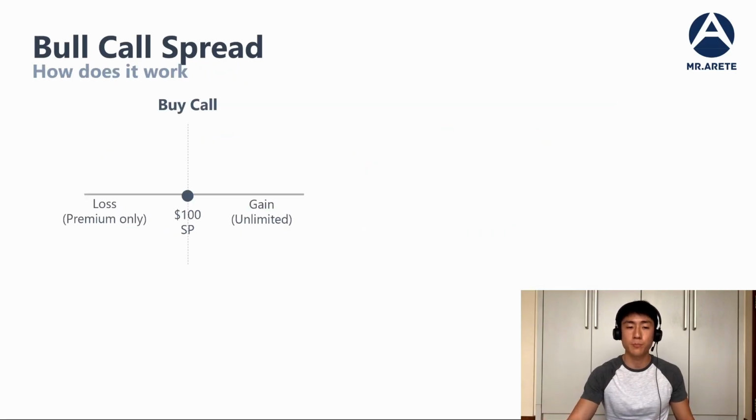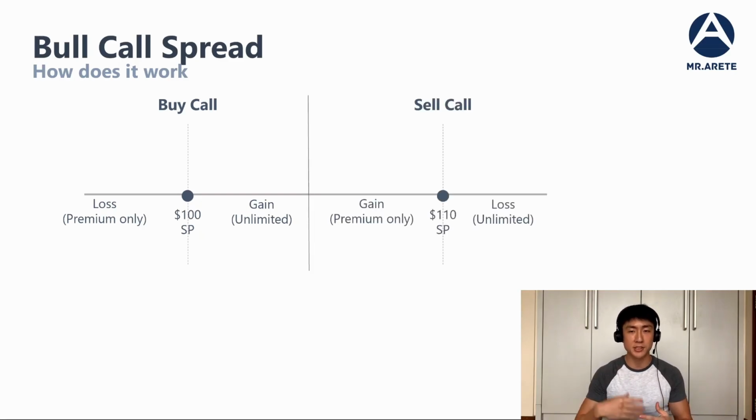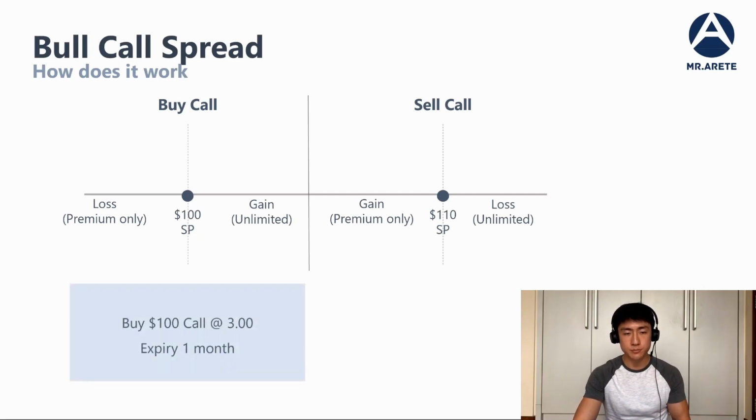So how does a bull call spread work? Recap, I mentioned that the bull call spread is an extension of a single buy call leg. So let's say now we have a buy call leg based on the slides, and now we add a sell call leg to it. So now we have 2 strike prices. Let me give you an example just to illustrate.